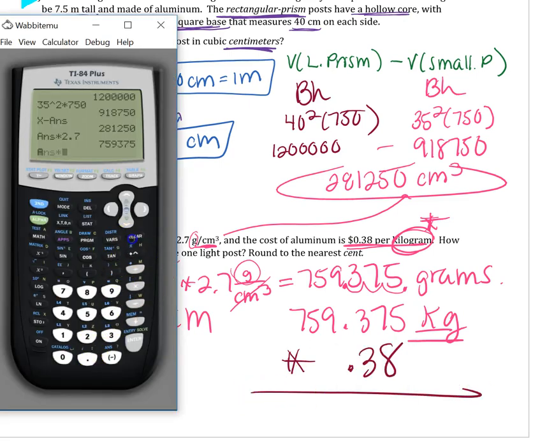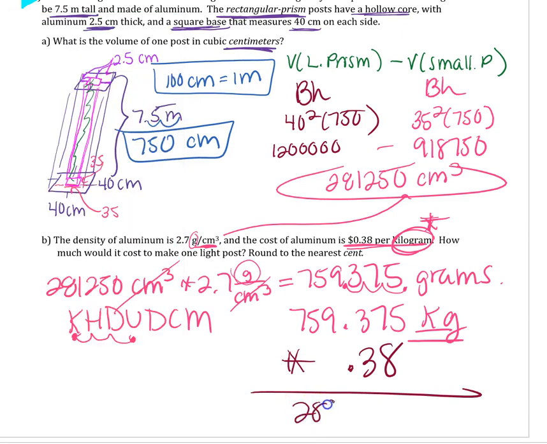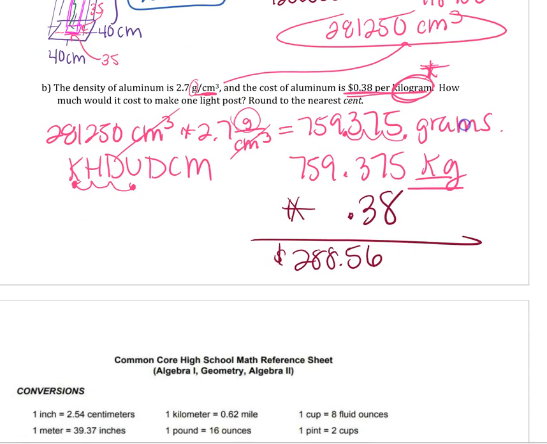Oh, actually, I should move this, right? 759.375 times 38 cents. To the nearest cent, which would be 2 decimals, 288.56. All right, so $288.56. Woo! All right, so that's the end of this video.